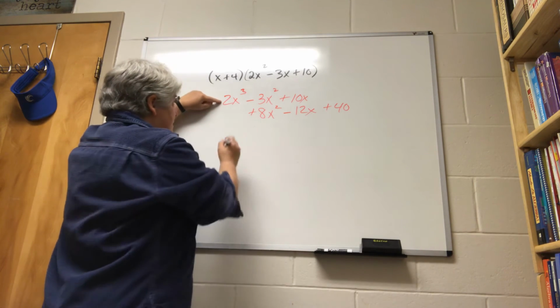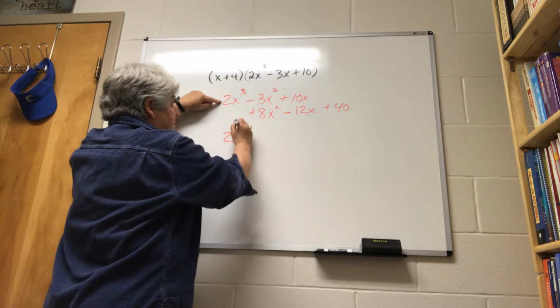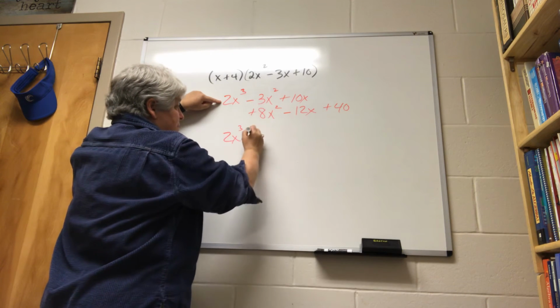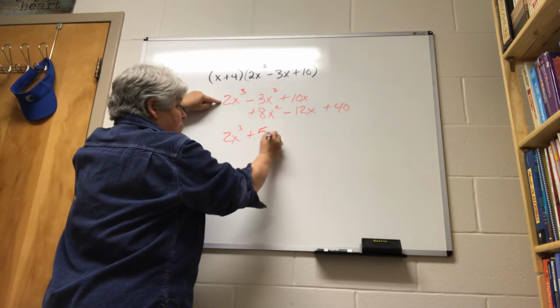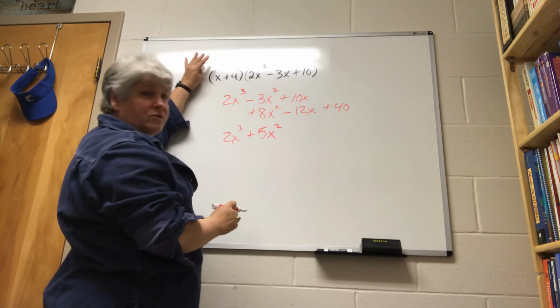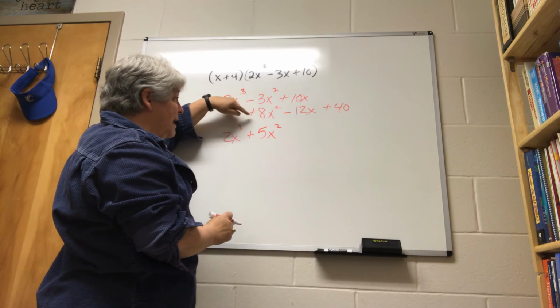So going ahead, nothing to combine with this. This becomes a 5x squared. Remember, we've finished the multiplication. It's now time to add.